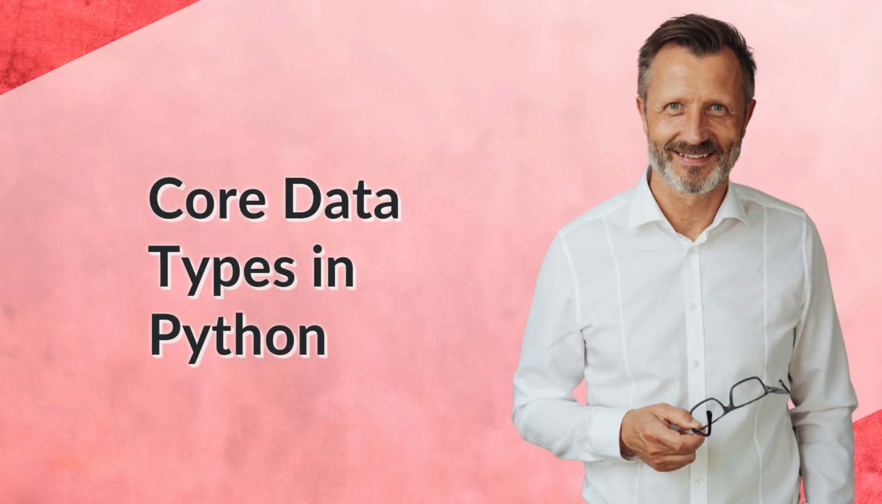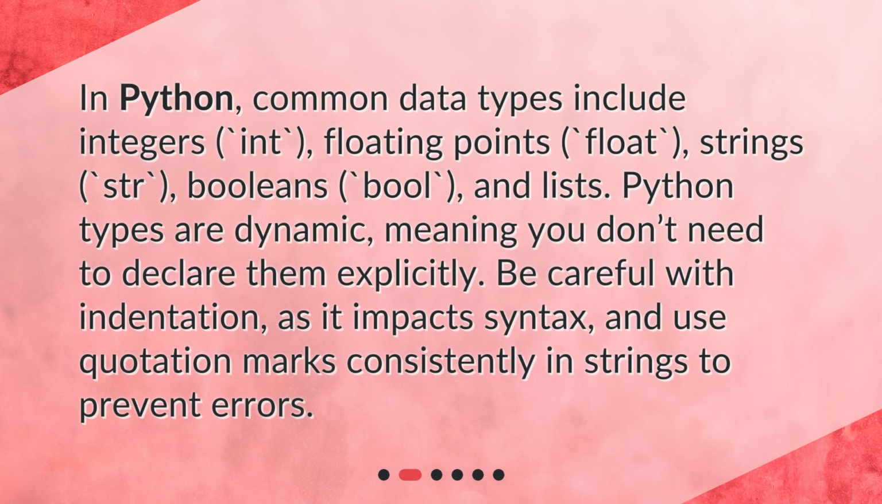Core data types in Python. In Python, common data types include integers (int), floating points (float), strings (str), booleans (bool), and lists. Python types are dynamic, meaning you don't need to declare them explicitly. Be careful with indentation as it impacts syntax, and use quotation marks consistently in strings to prevent errors.